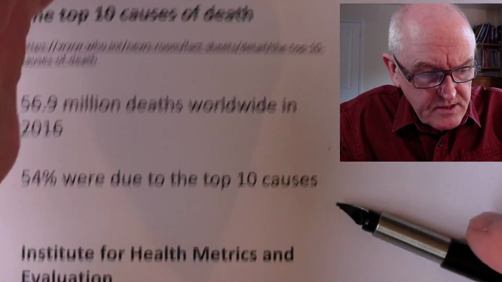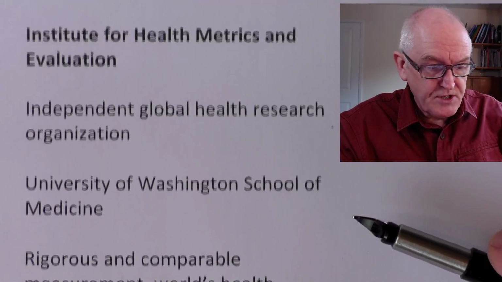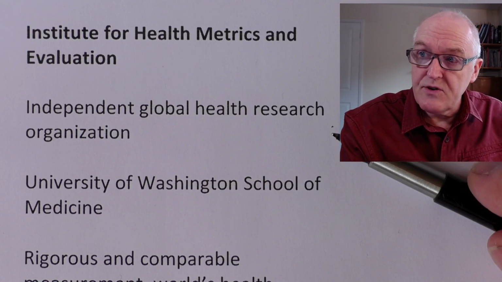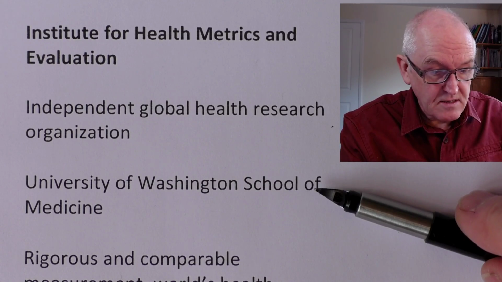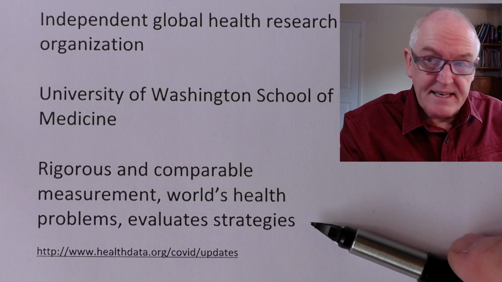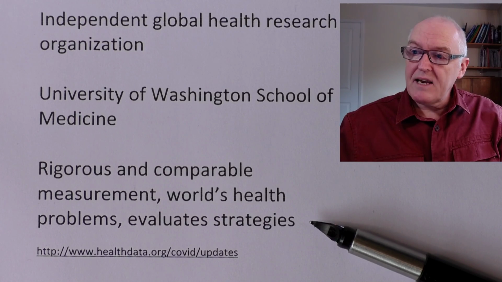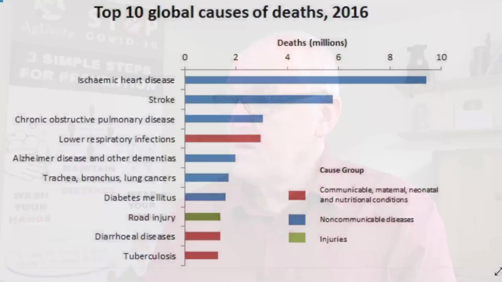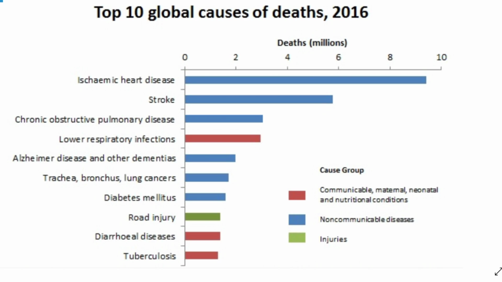Now, the data I'm going to do today comes from the Institute of Health Metrics and Evaluation, an independent global health research organisation based in Washington up in Seattle. Rigorous and comparable measurements of the world's health problems, and the other thing I like about it is it evaluates the effectiveness of strategies. So, okay, here's the problem. We know what the problem is. What the heck do we do about it? And is what we are doing about it efficacious, effective, cost-effective, and all those other things?